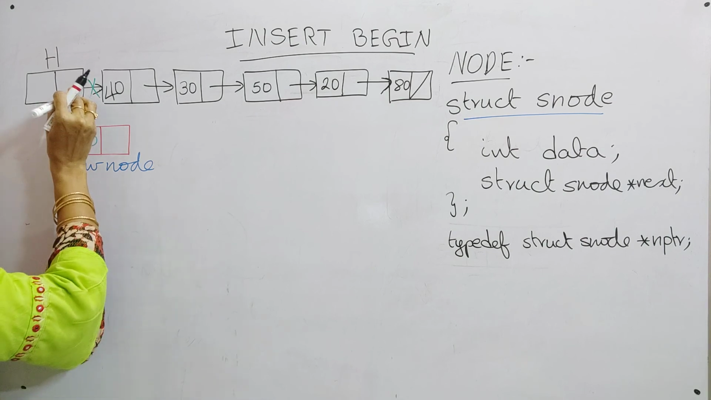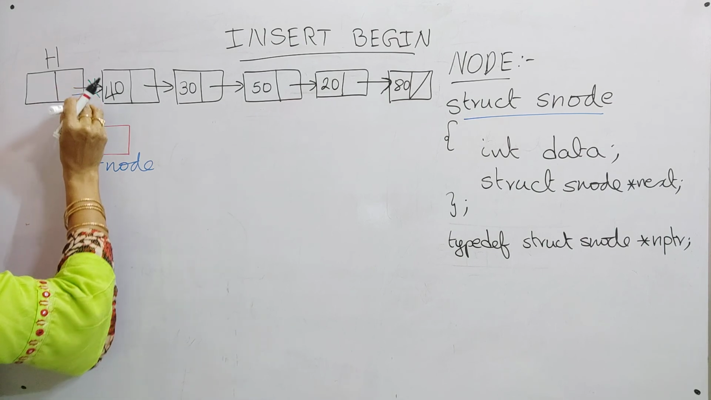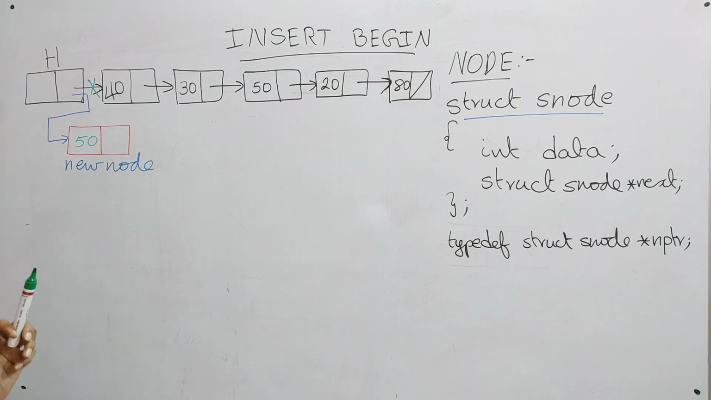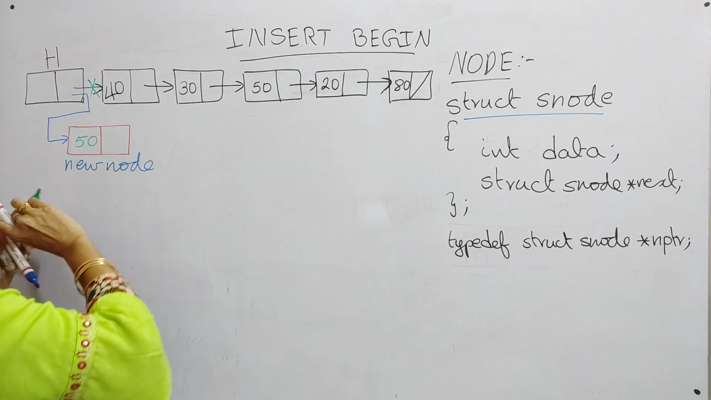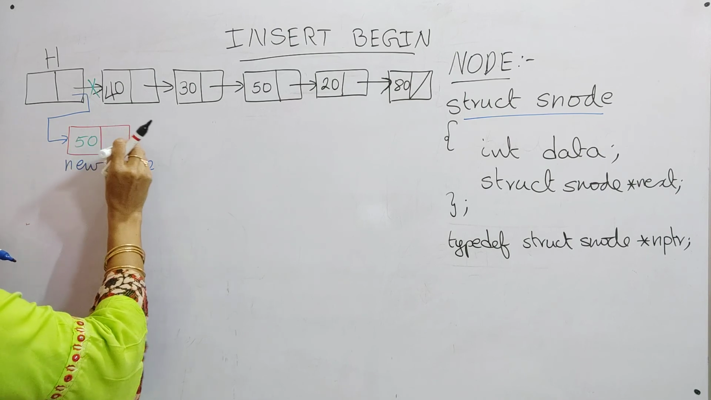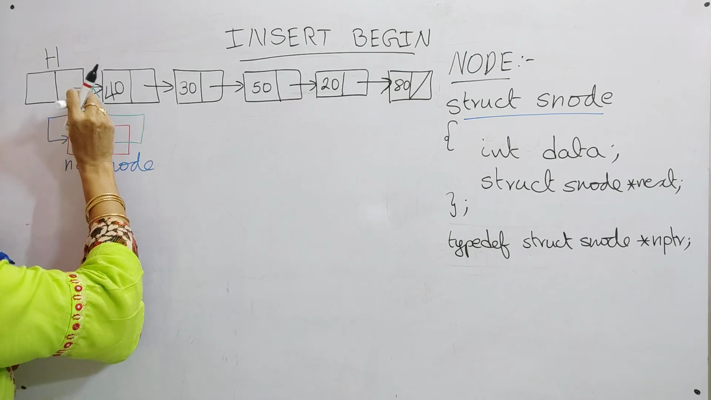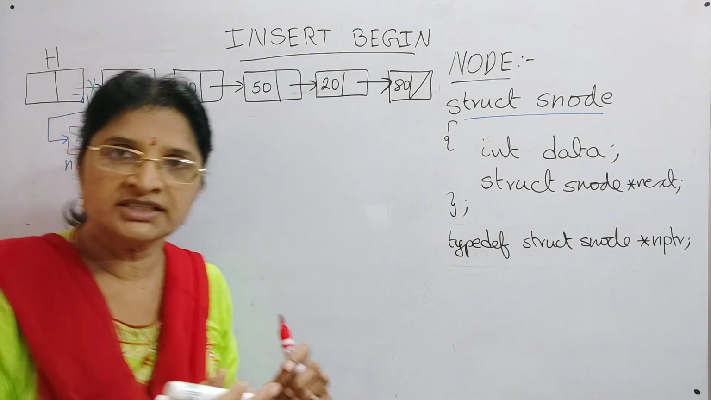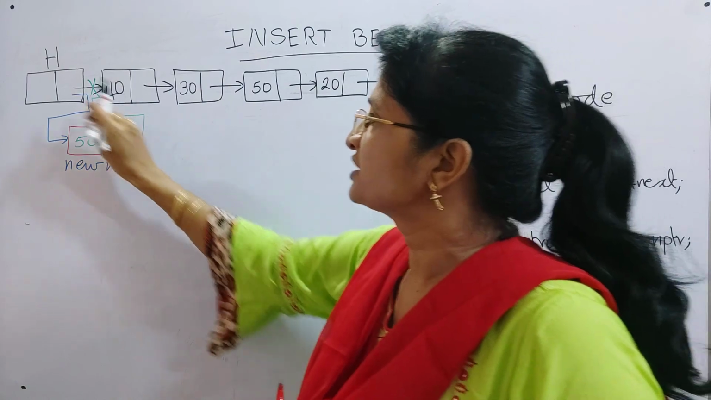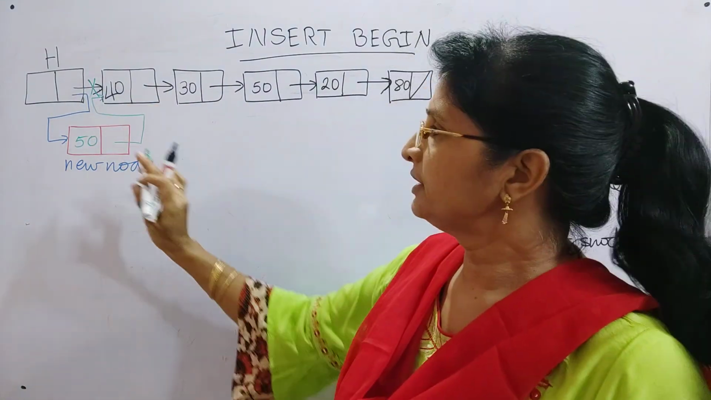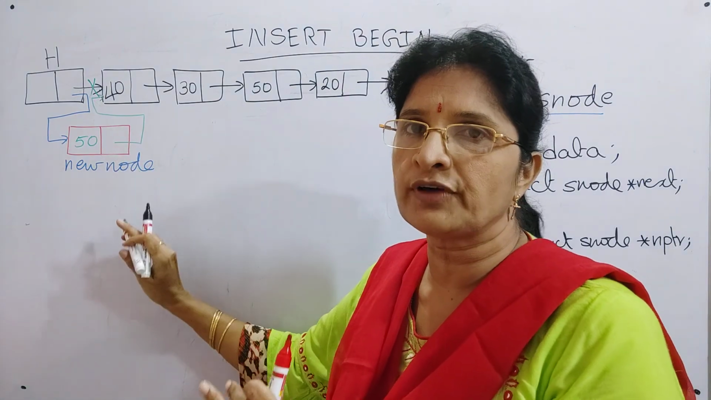So for that, this header node must point to the new node, and the new node's next must point to this first node. That is, the first node in the previous list must be linked. So this is what we have to do in this function. If you understand this, then we can go for the function.